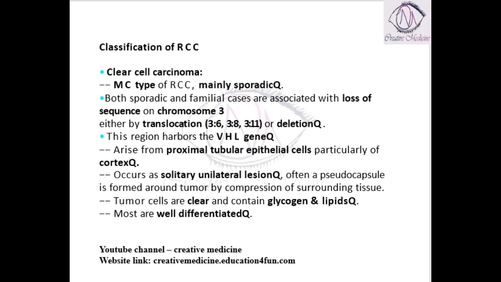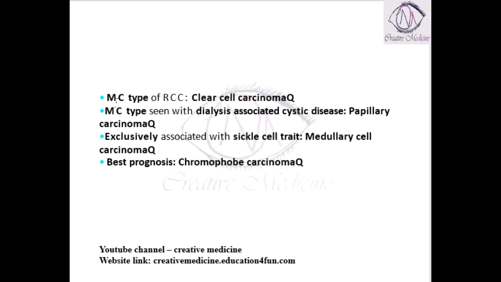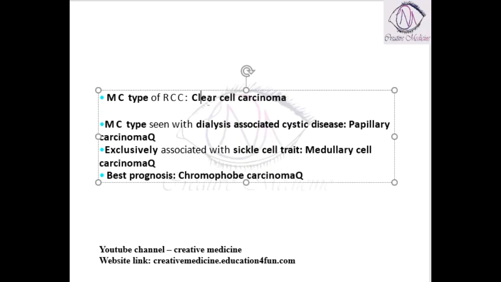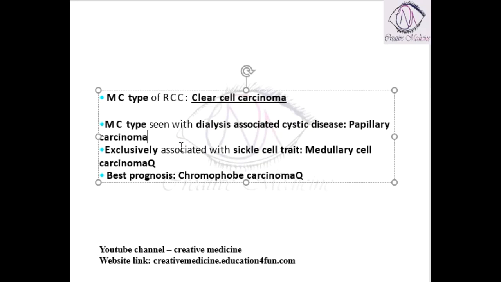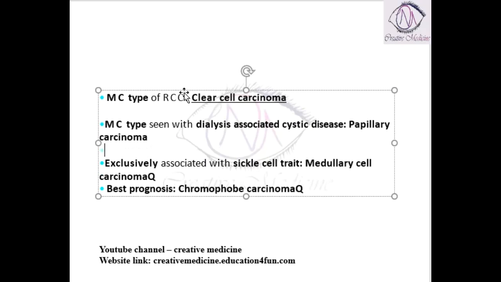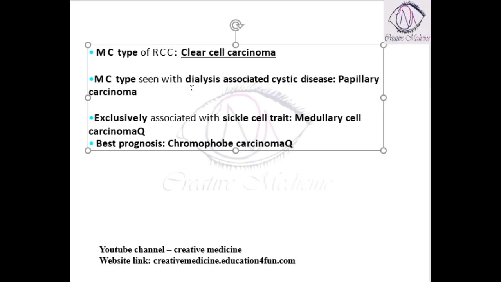So if you see the most common ones, the most common type of renal cell carcinoma is clear cell carcinoma. If a question is asked, what is the most common type of dialysis associated cystic disease? Dialysis associated cystic disease is papillary carcinoma.